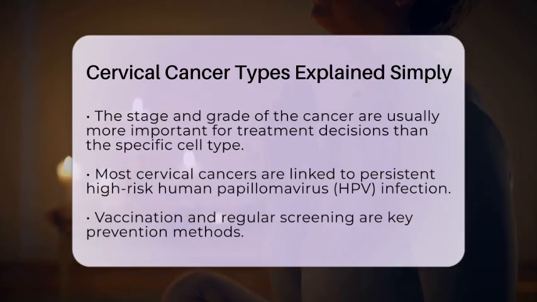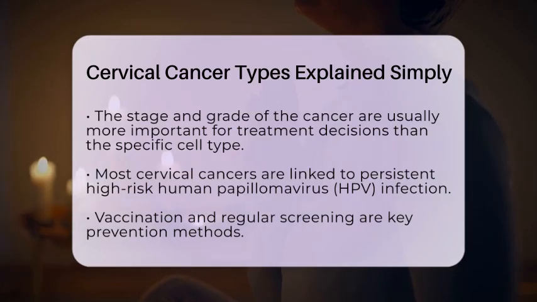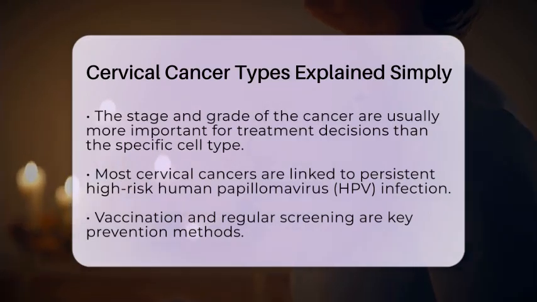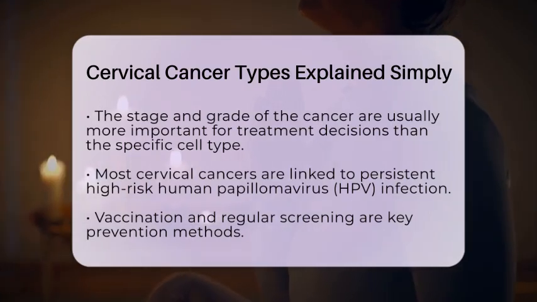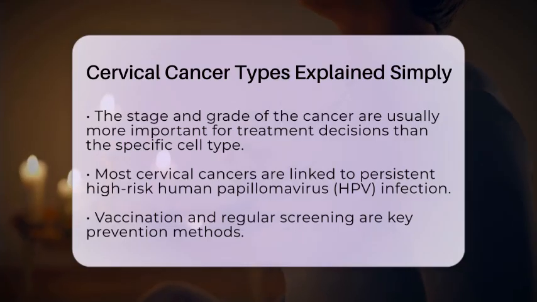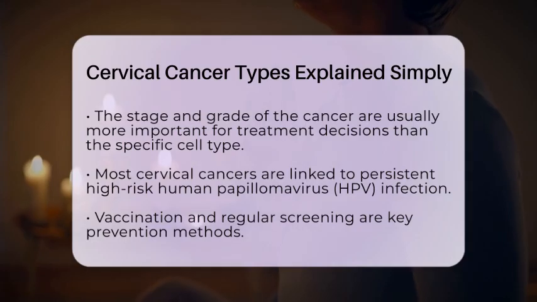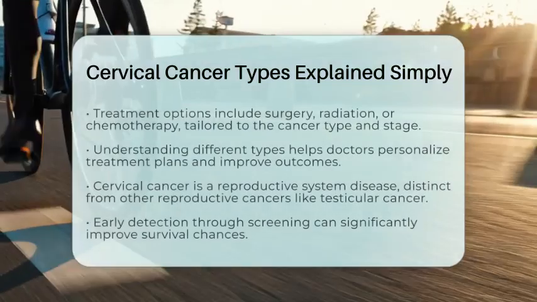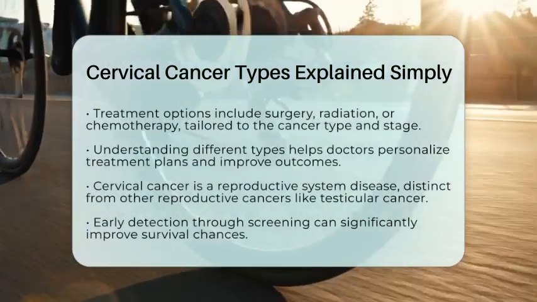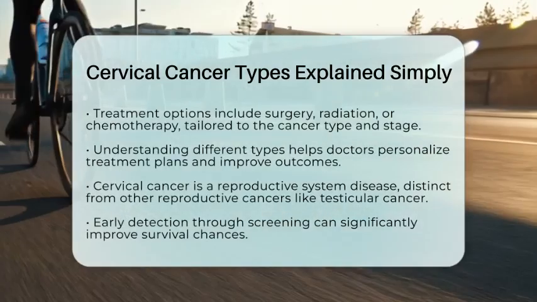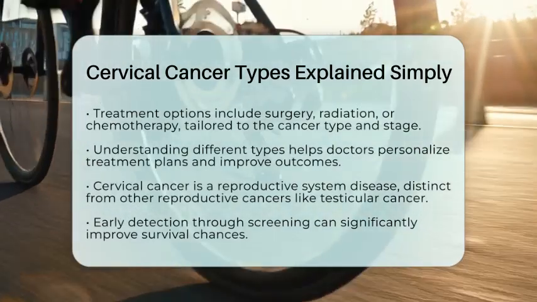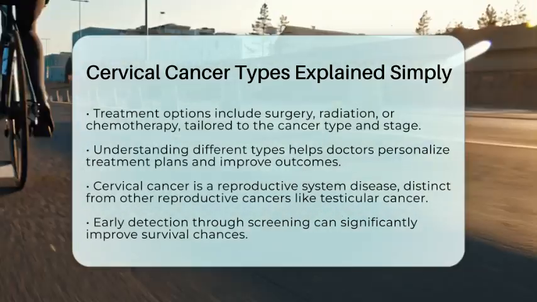It's important to remember that the stage and grade of the cancer, which describe how far it has spread and how abnormal the cells look, are usually more critical for treatment decisions than the specific cell type. Most cervical cancers are linked to persistent infection with high-risk types of human papillomavirus, which is why vaccination and regular screening are so vital for prevention.